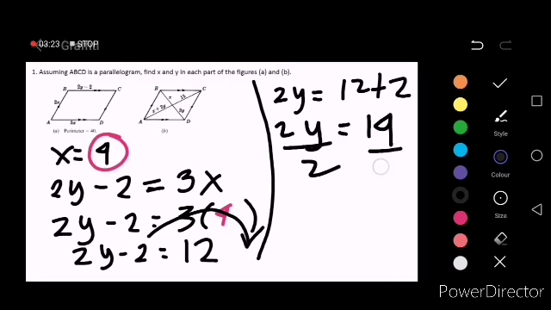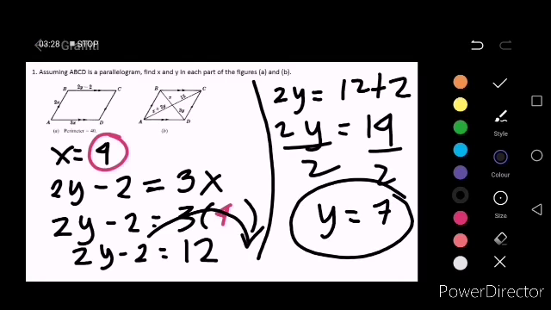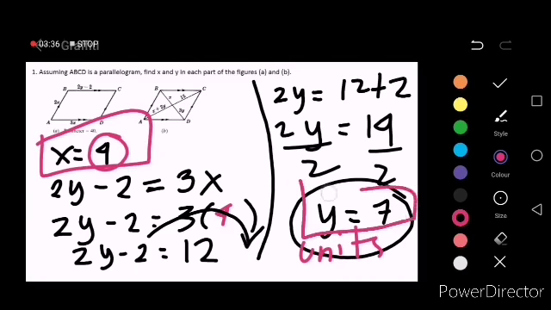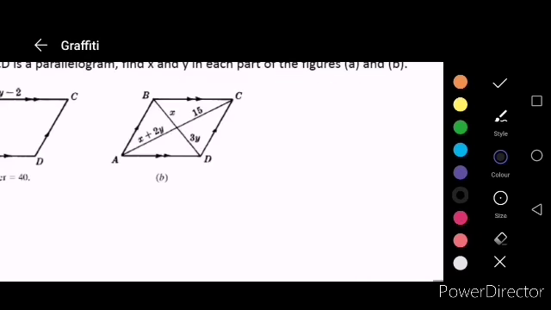Divide both sides by 2. So, y is equal to 7 units. So, those are our answers. Okay? So, x equals 4 and y equals 7 for figure A. Now, how about figure B?